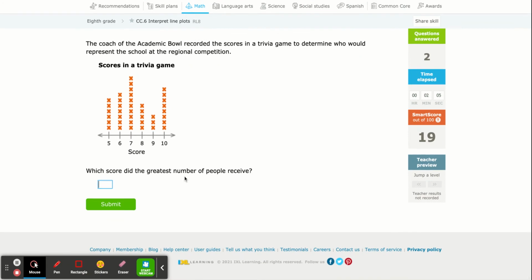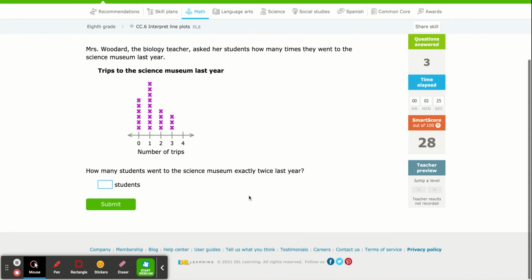Which score did the greatest number of people receive? So which score received the greatest? This one's a little easier because all you want to know is which one had the greatest number of people. So which is the highest up? I don't really need to count. I just noticed this one's higher than all the others. So a score of 7. So some will be easy because you won't necessarily have to count.